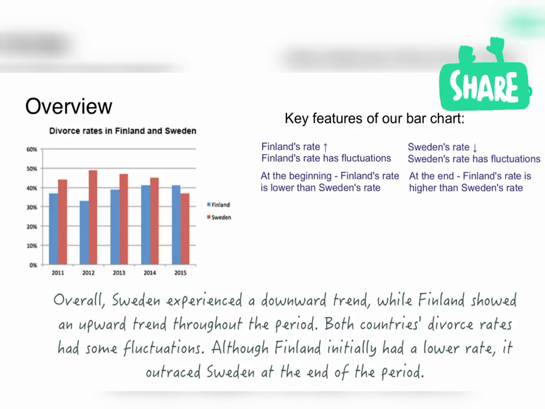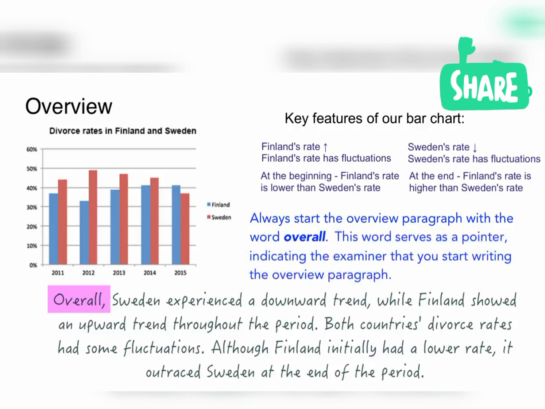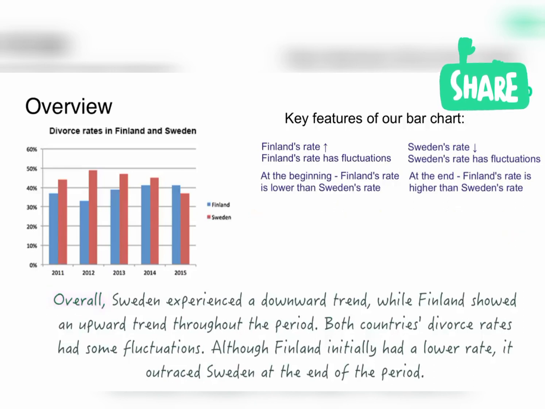You can see that the first word I use is the word overall. Always start the overview paragraph with the word overall. This word serves as a pointer, indicating to the examiner that you start writing the overview paragraph. Next I wrote a phrase, Sweden experienced a downward trend. This is just a nice way of saying that Sweden's rate went down. And I wrote that Finland showed an upward trend. Likewise, this means that Finland's rate went up.